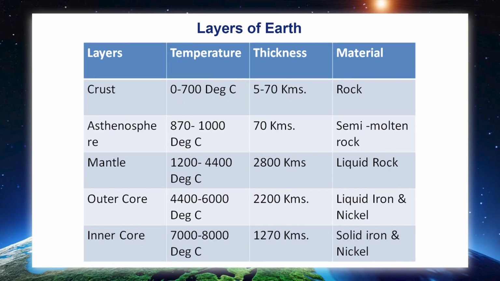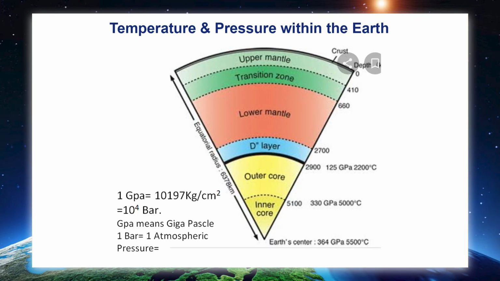Next, these are again the layers of the earth described: how much is the asthenosphere, mantle, crust, and lithosphere, everything is described here. This is the same diagram, but here it is coupled with the temperatures. You can see on the top, the topmost portion is 0 degree.